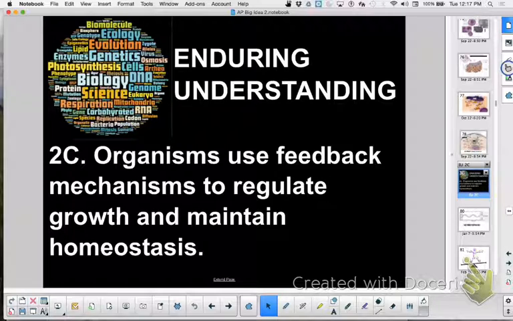Okay, so this one we are on Enduring Understanding 2C. Organisms use feedback mechanisms to regulate growth and maintain homeostasis. Before I show you one thing, think in your mind, if that was an essay question, what example could you come up with on how organisms use feedback mechanisms to regulate growth and maintain homeostasis?